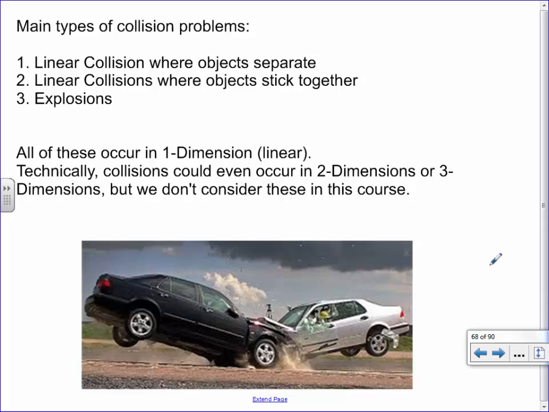First one is called a linear collision, where objects separate. Basically, you hit your object. As I hit the object, I went this way, the object went this way, I backed off, right? You envision this concept, right? This applies really nicely to things like hockey, where two different players body check each other. They crash into each other. Second possibility is the objects stick together.